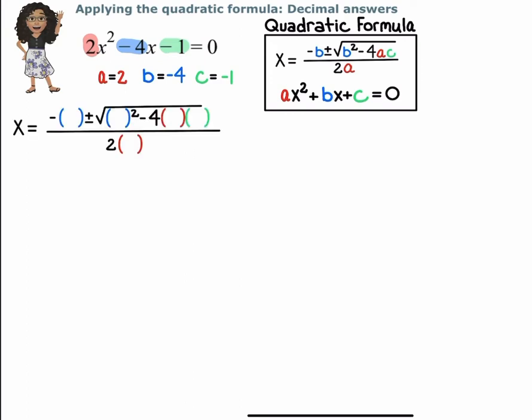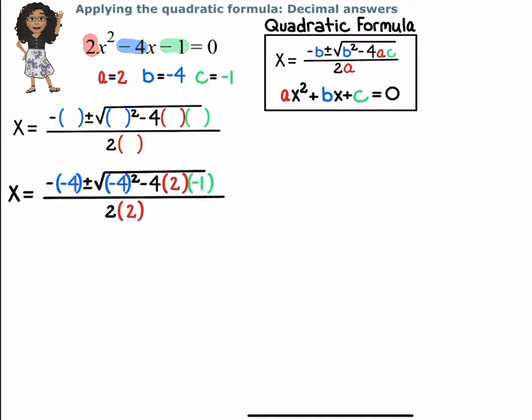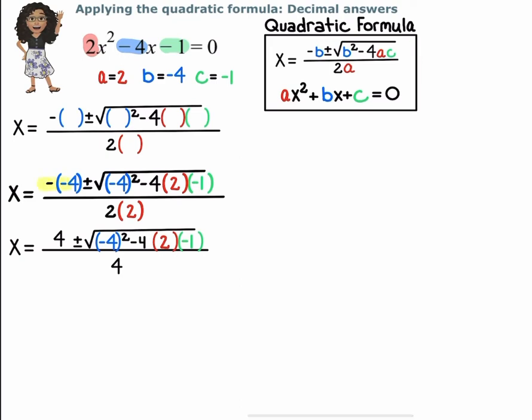Before substituting our values for a, b, and c, it's a good idea to replace each of the variables in the quadratic formula with sets of parentheses. This is going to help make sure that you don't make a common arithmetic mistake. Now I've substituted the values for a, b, and c, and I'm ready to simplify. In the numerator, the -4 becomes +4, and in the denominator, 2 times 2 is 4.